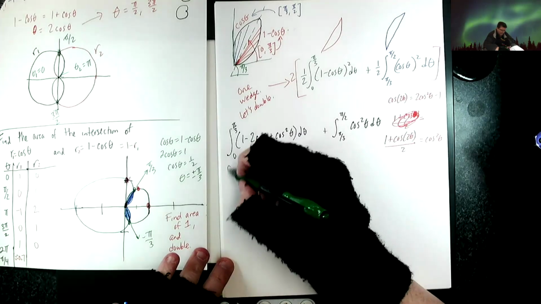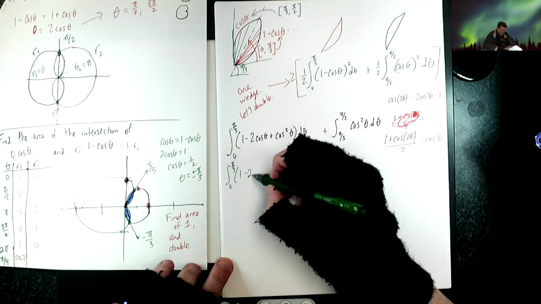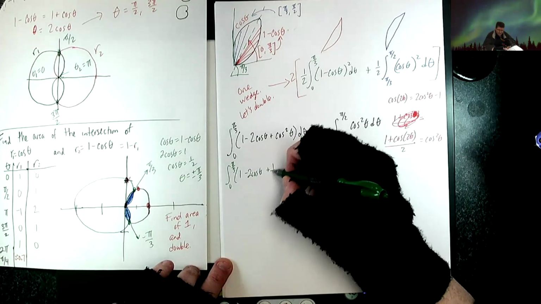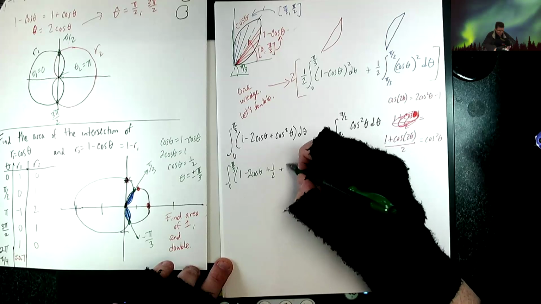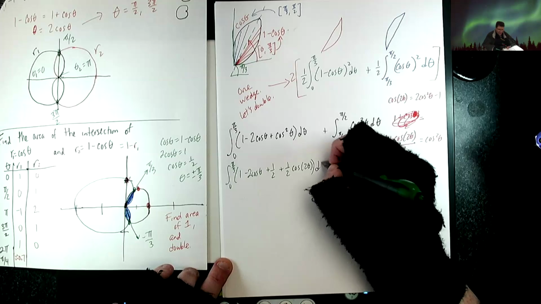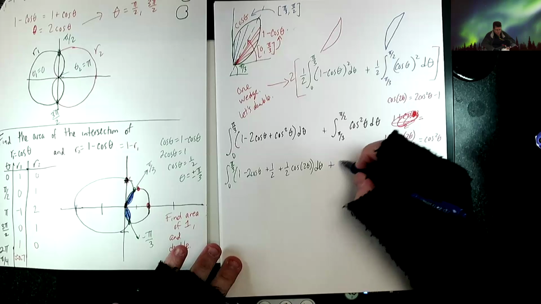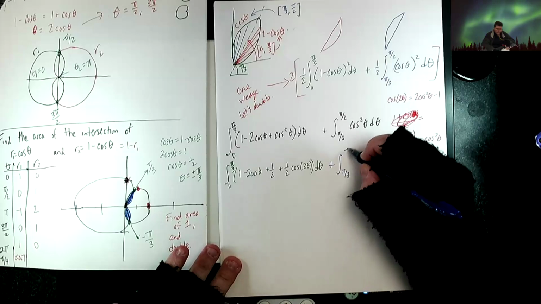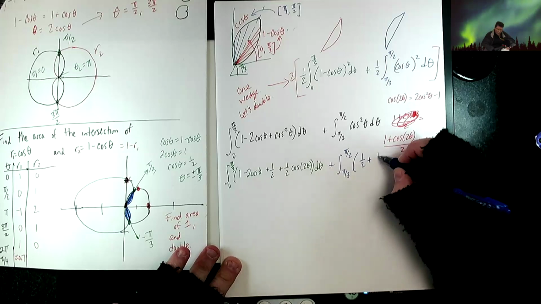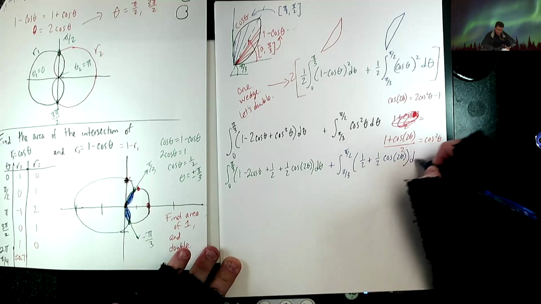so I've got 0 to pi over 3 of 1 minus 2 cosine theta plus 1/2 plus 1/2 cosine 2 theta d theta. I'm splitting that into 2 parts because we're going to integrate them separately.